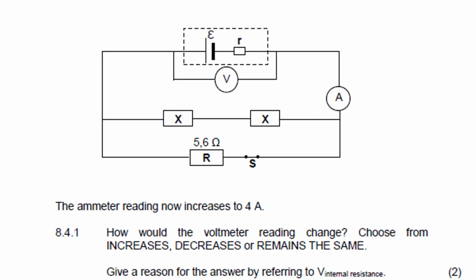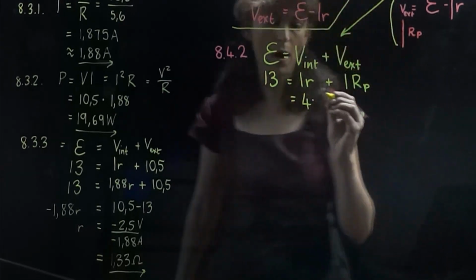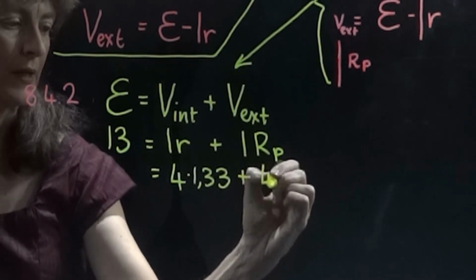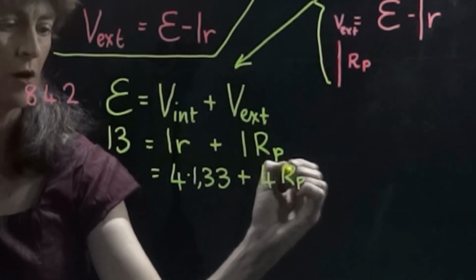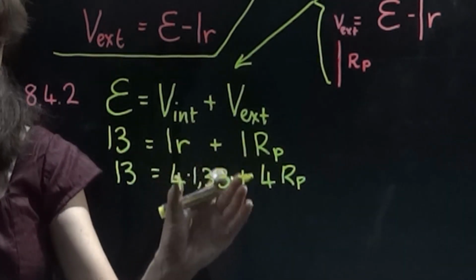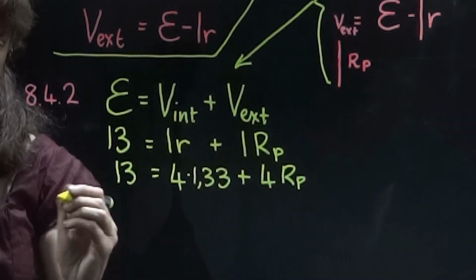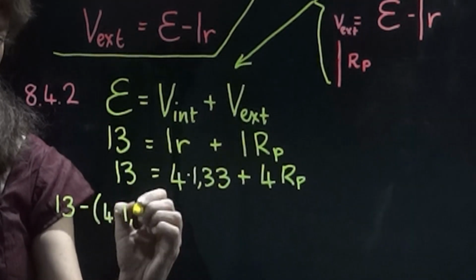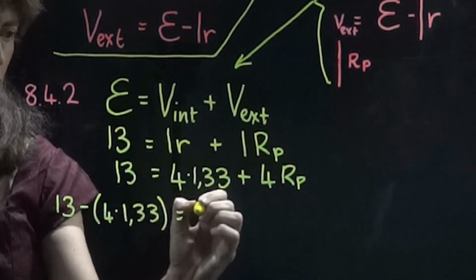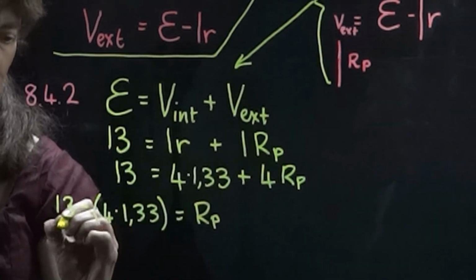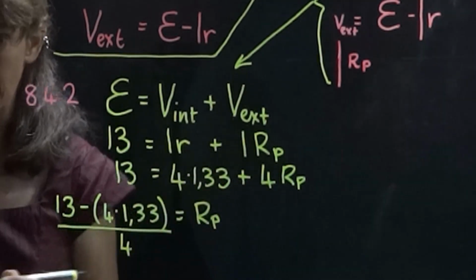Let's substitute these values. I is 4 amperes. Little r is still the same, 1,33 ohms. 4 amperes, and we are trying to find out RP. So let's do our algebra. So we need to subtract this value from both sides. So we have 13 minus 4 times 1,33 is equal to 4 RP. Or we can just skip a step maybe and divide both sides by 4. And then that will give us RP.